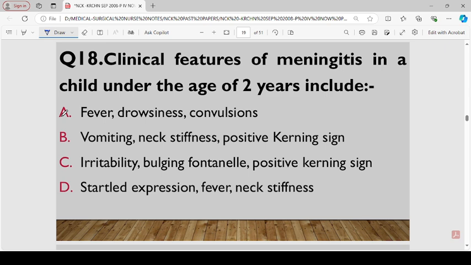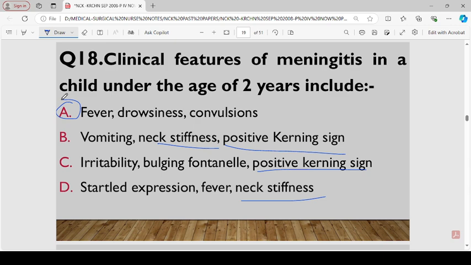Clinical features of meningitis in a child aged below 2 years include... All right, guys, you have to avoid the classical signs and symptoms of meningitis in adults, right? Like positive Kernig's sign and neck stiffness. These ones will not be typical. They will not be there in a child, right? But for an adult, it's okay. That may be the easiest way to rule them out.